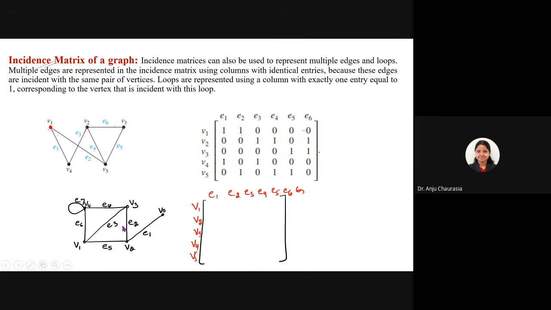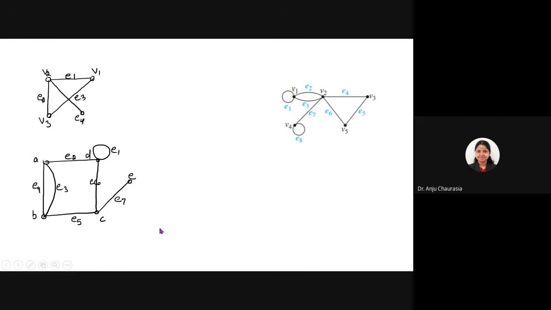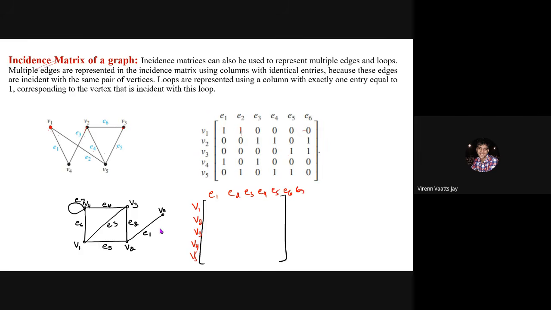Incidence matrix of the given graph: you have to show the incidence of the edges on the particular vertex. You can take these examples for your problem solving. Ma'am, so an incidence matrix does not have to be a square matrix, but an adjacency one has to be? Yes, because any vertex can have a number of incident edges. That is the reason.